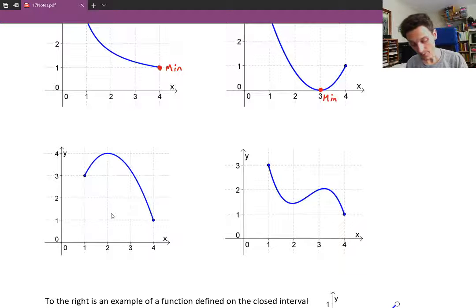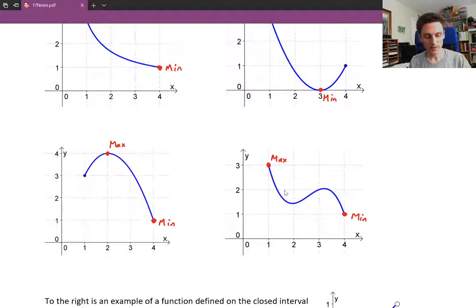So here, the absolute max is happening at a local max, right there at x equals 2, but the absolute max itself is 4. What about the absolute min? If you said 1, that would be correct. And for the last example, the absolute max is 3, and the absolute min is 1. Now here we had some local mins and local maxes, but they weren't big enough to be the absolute min or the absolute max.